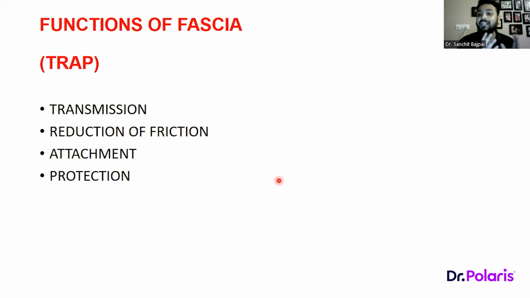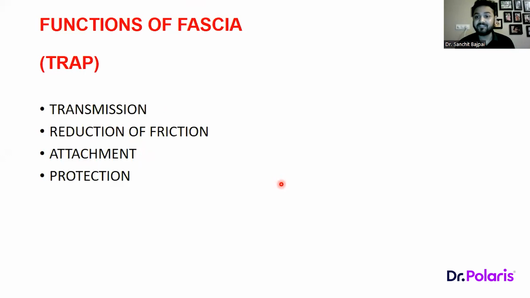Fascia gives a lot of attachment to muscles. There are various muscles which attach, various muscles which originate, and they all finally come from the fascia, right? So it is giving attachment to different structures, and we are going to see that. And the last is protection.